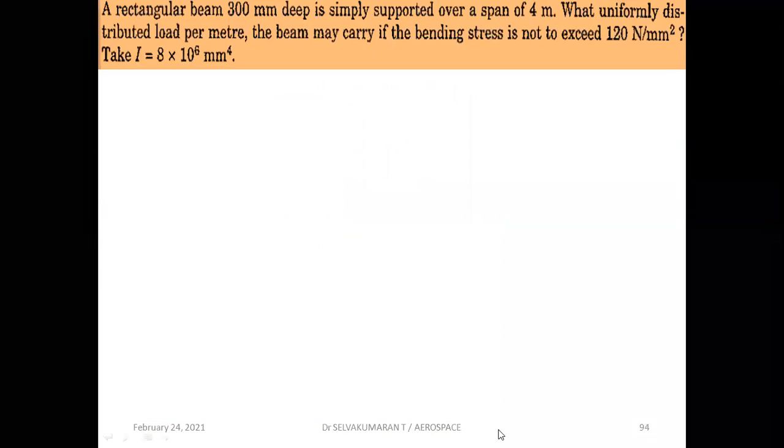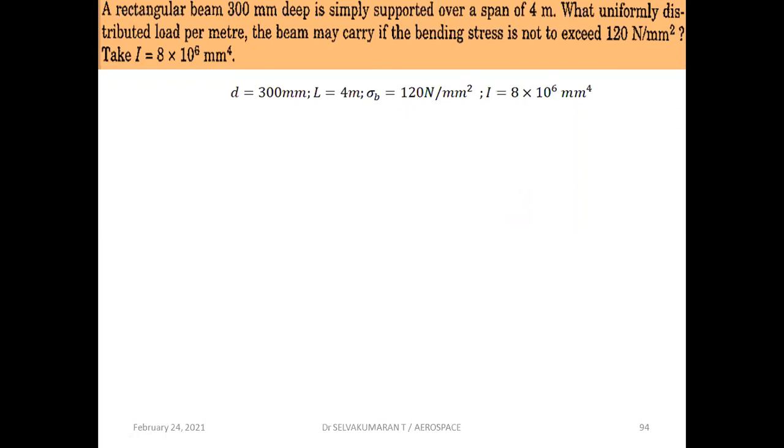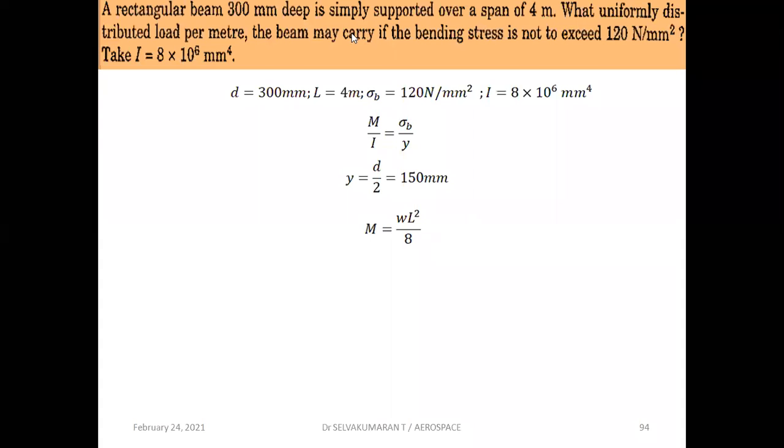Next problem. A rectangular beam 300 millimeter deep is simply supported over a span of 4 meter. What uniformly distributed load per meter the beam may carry if the bending stress is not to exceed 120 Newton per mm square. Take I is equal to 8 into 10 power 6 mm power 4. So the usual expression M by I is equal to sigma b by y, and y is depth divided by 2, 300 by 2, 150, and it is a simply supported beam subjected to UDL. The maximum bending moment formula is WL square by 8.